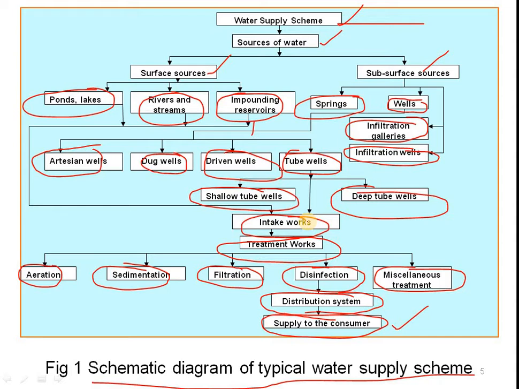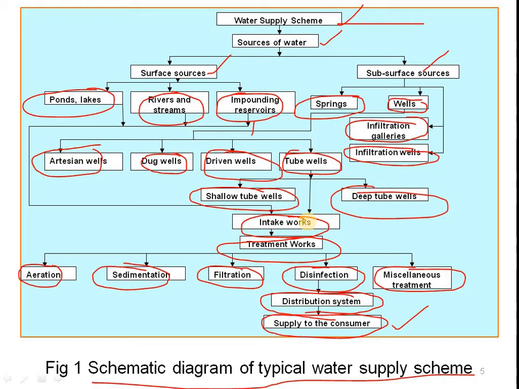So in this process the water will be filtered by adding minerals and removing the fluctuations and the salts, everything will be removed, and the hard water will become soft water through the treatment works. And finally the water will be supplied to the distribution system.